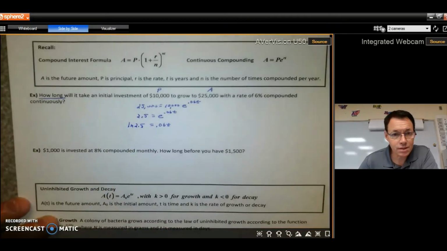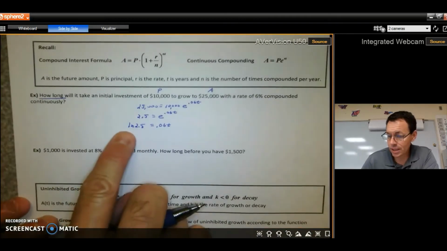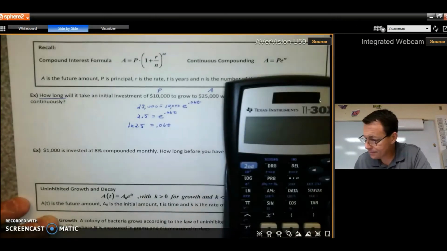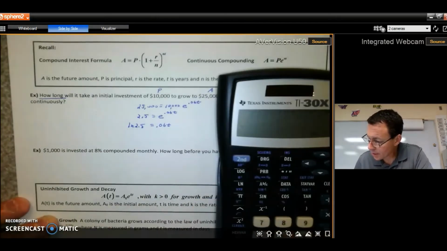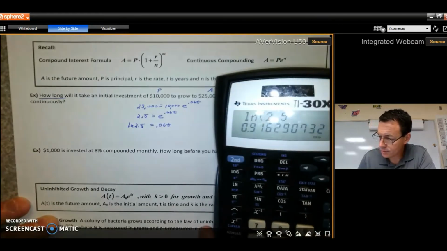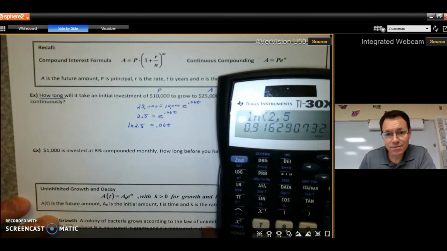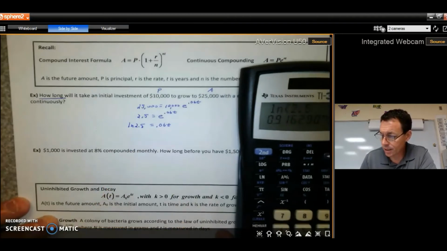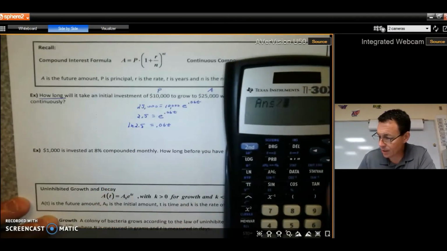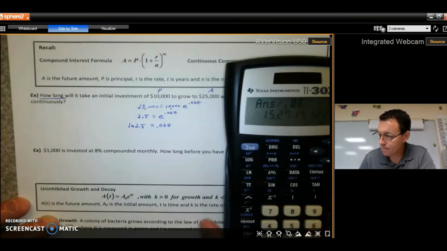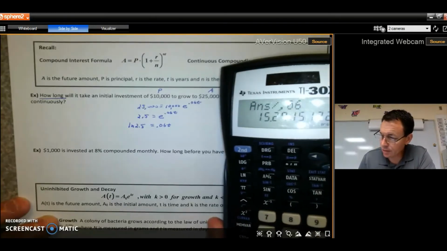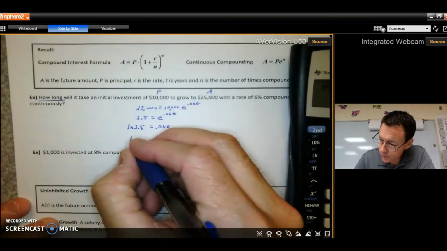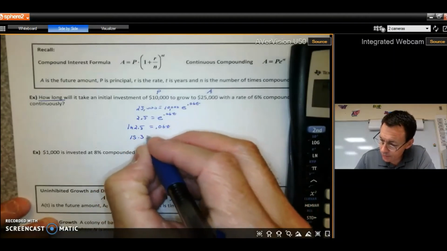Now this is a calculator problem. We're just going to take the natural log of 2.5. Let me clear this out. Natural log of 2.5 equals, okay, and then we're going to divide that by the 0.06 that's multiplying our t to get the t by itself. So we're going to divide by 0.06, and I get 15.3. So 15.3 equals t.